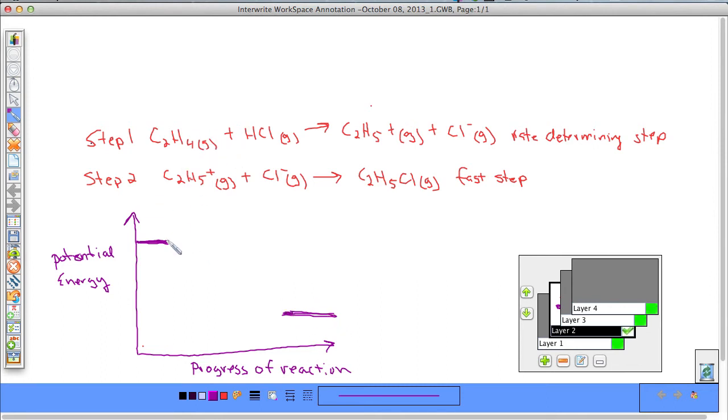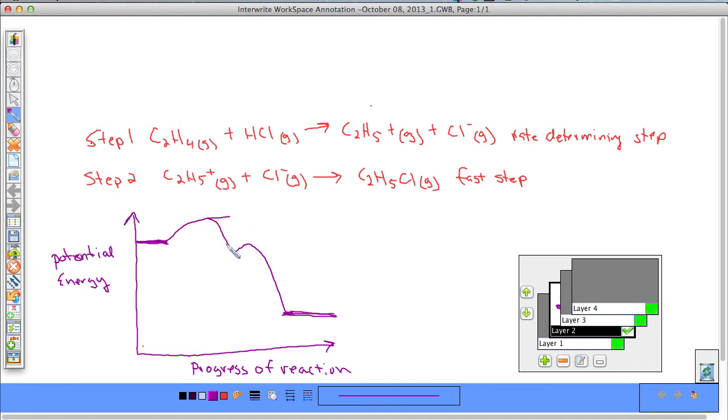This rate determining step is going to take a certain amount of energy, and so that's going to create a bump, okay? And then as we go down, we have this second step right here, which doesn't use as much energy as the first one, but it uses some. And it's going to be a bump in the reaction because this has to occur, right? But it's a very fast step, so it's a small little thing that basically occurs along the way. So you end up with 2 bumps representing these 2 steps in the reaction, okay?